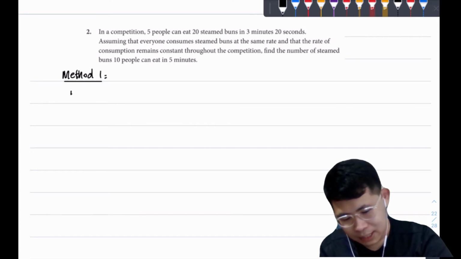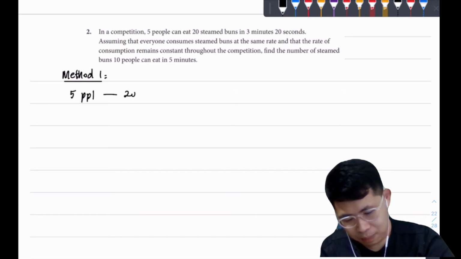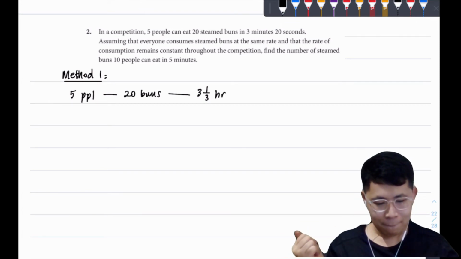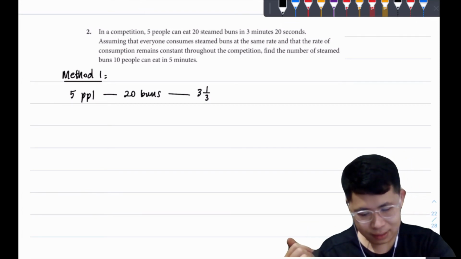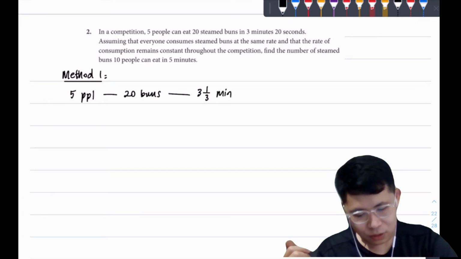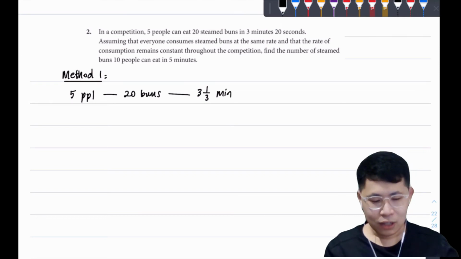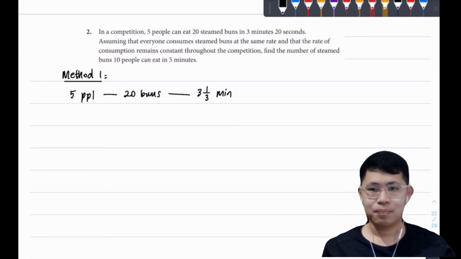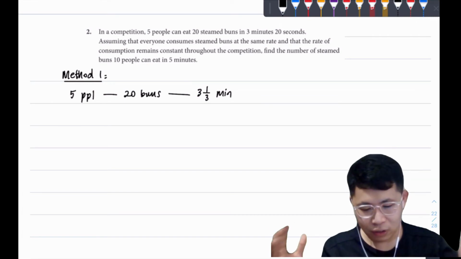Okay, so let's start off with 5 people, right? Munching 20 steam buns. The time is going to be 3 and 1/3 minutes. 3 minutes 20 seconds is going to be 3 and 1/3 minutes. Okay, so we are going to look for 10 people. Great, 10 people, and we need to look for number of buns.